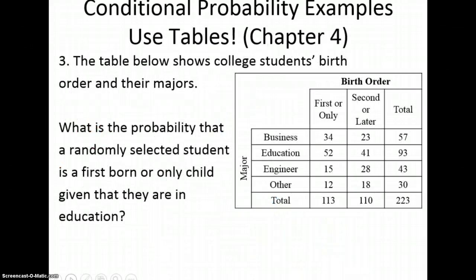Now we're going to use tables. We've actually done tables. We did this in chapter 4. We're going to see it again. It's exactly the same thing. So what is the probability that a randomly selected student is a firstborn or only child given that they are in education? So here is education. So we're only looking at those education people. So we're only looking at a 93. And we want to know what is the probability that someone in education is a firstborn or only child. So that's right here. That's going to be 52 out of 93. Again, we did this in chapter 4.